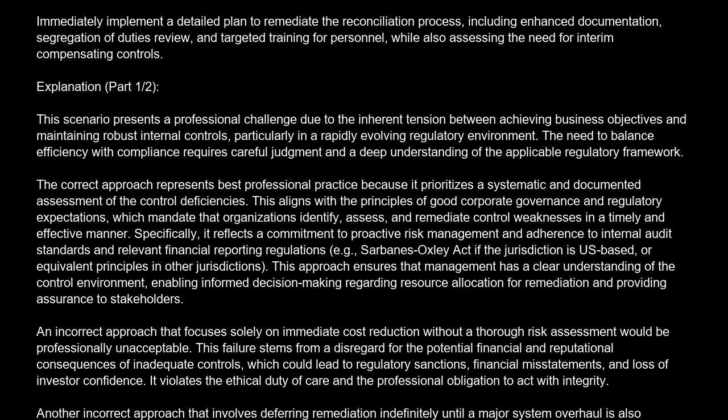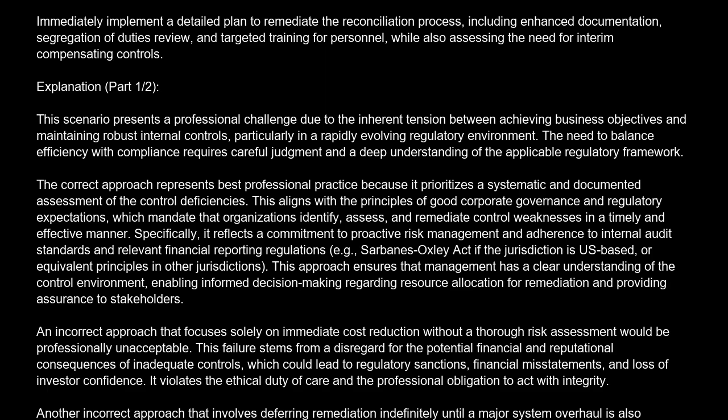The need to balance efficiency with compliance requires careful judgment and a deep understanding of the applicable regulatory framework. The correct approach represents best professional practice because it prioritizes a systematic and documented assessment of the control deficiencies. This aligns with the principles of good corporate governance and regulatory expectations, which mandate that organizations identify, assess, and remediate control weaknesses in a timely and effective manner.